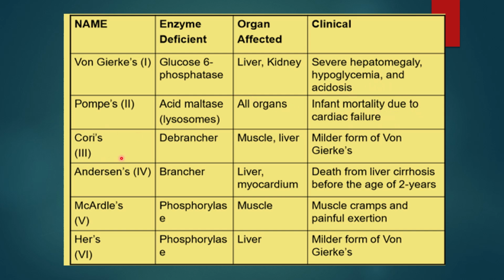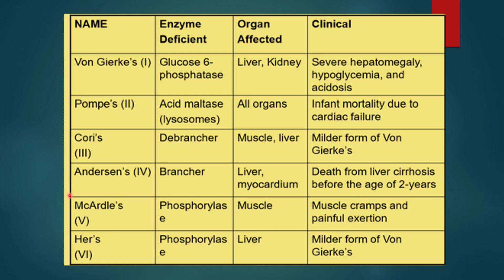Then Cori's disease is due to the deficiency of debranching enzyme. Muscles and liver are mostly affected because these are the basic sites for synthesis of glycogen. It is a milder form of von Gierke's disease. All symptoms are more like von Gierke's disease in the milder form. Then Anderson's disease is due to the deficiency of branching enzyme. Liver and myocardium are worst affected, and death from liver cirrhosis occurs before the age of 2 years.